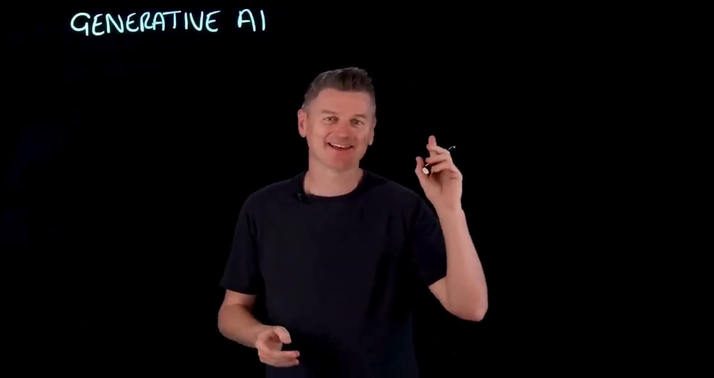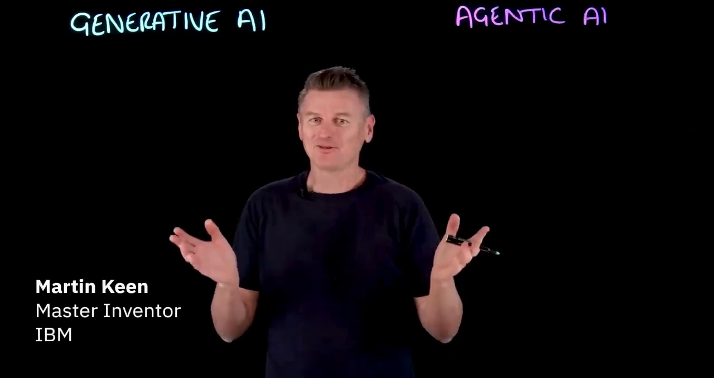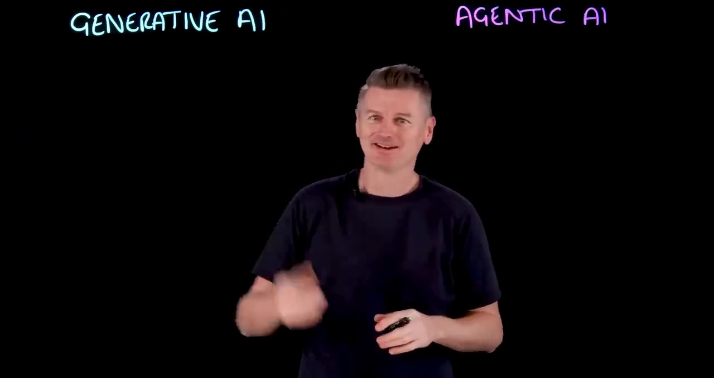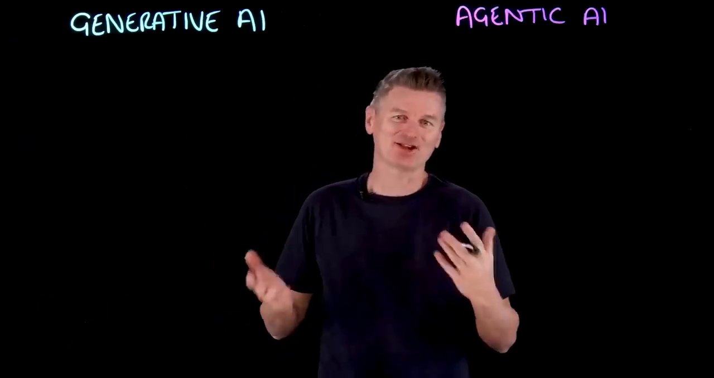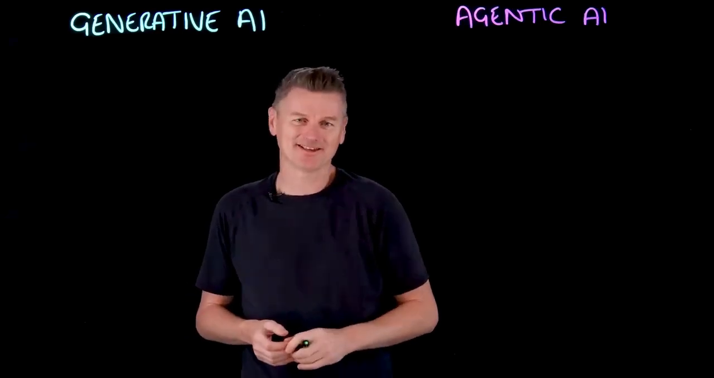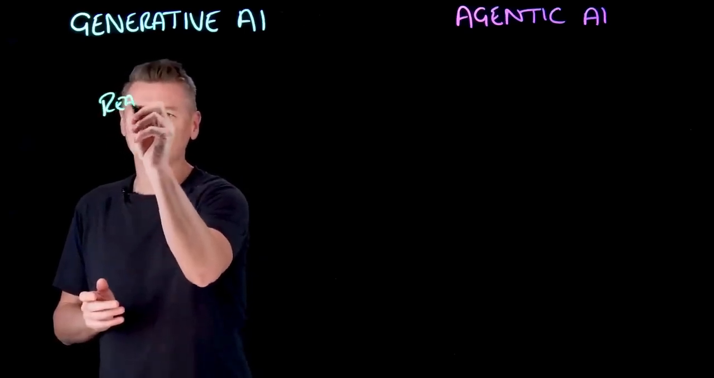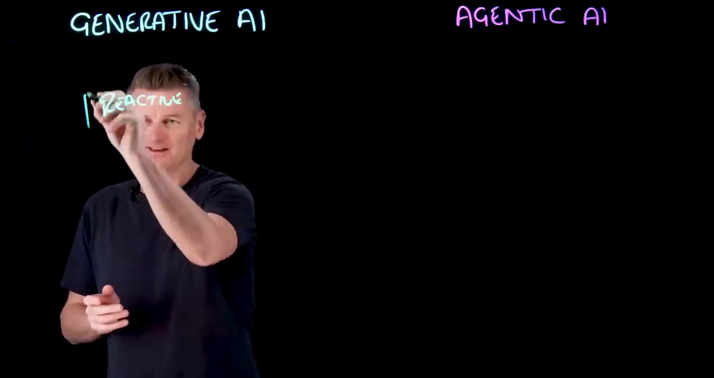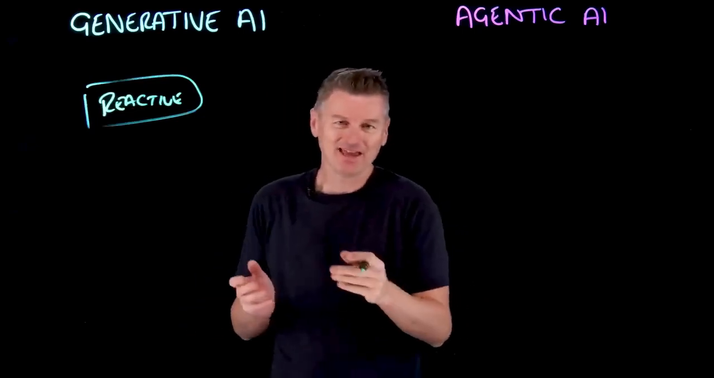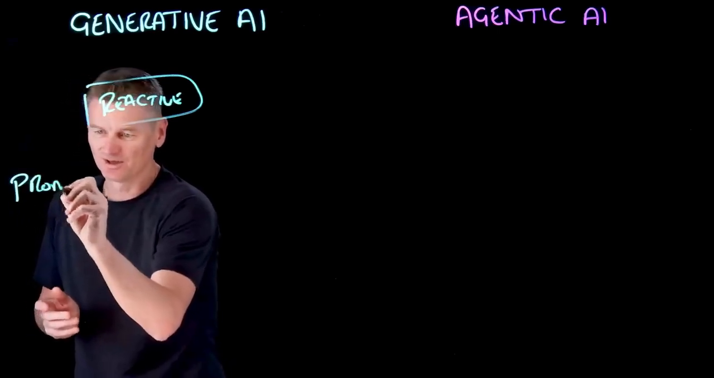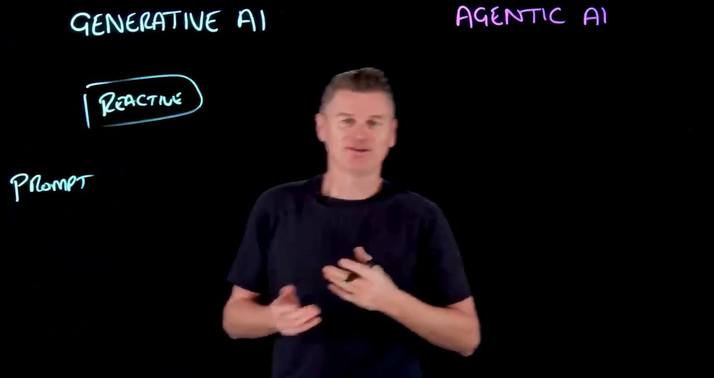What's the difference between generative AI and agentic AI? Well, they're two distinct approaches to artificial intelligence. And I think we're all familiar with generative AI, things like chatbots and image generators and the like. And they are really fundamentally reactive systems. They wait for you to do something. Specifically, they wait for you to prompt them.